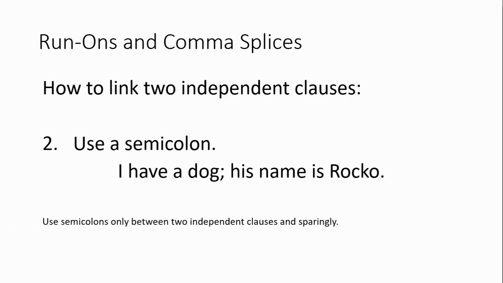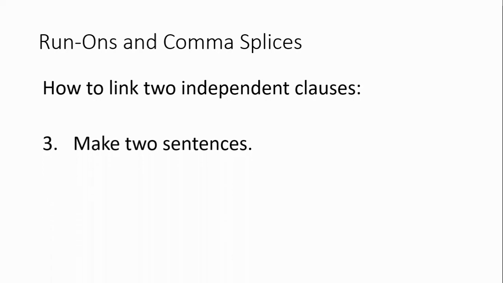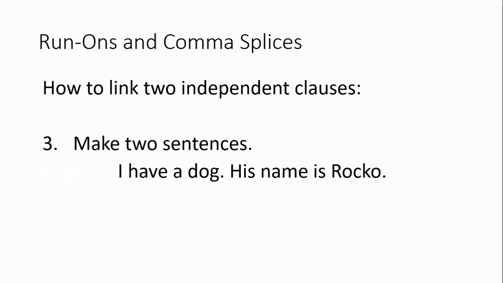So, time for a quick rule. Use semicolons only between two independent clauses and sparingly. Don't overdo it. You can also just make two sentences. I have a dog, period. His name is Rocco, period. That's perfectly acceptable. Now, it might sound a little bit choppy, but it is an option.